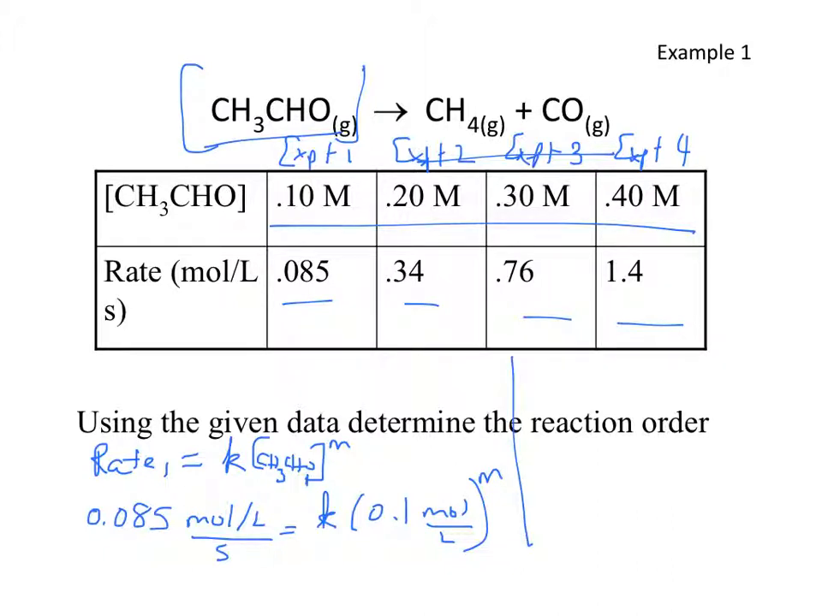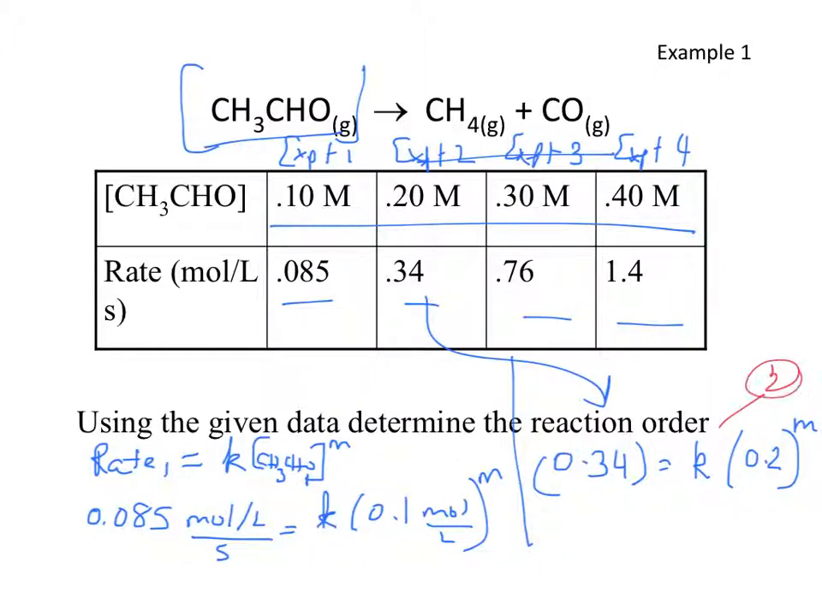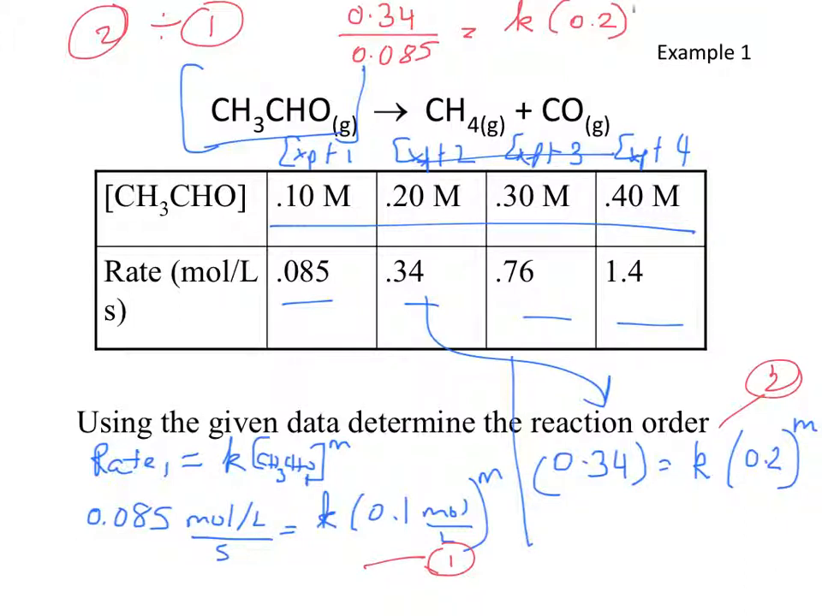You can write down experiment 2 as well. You can say that 0.34 is equal to k times 0.2 raised to the power of m, so I'm using experiment 2. Then we simply take 2 divided by 1. What would happen? 0.34 divided by 0.085 is equal to k times 0.2 raised to the power of m divided by k times 0.1 raised to the power of m. This goes 4 times.